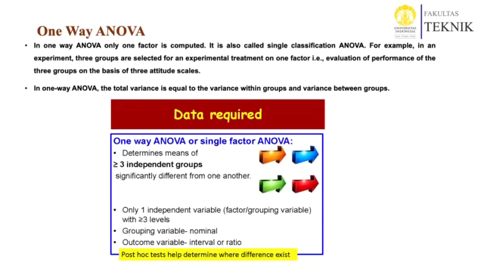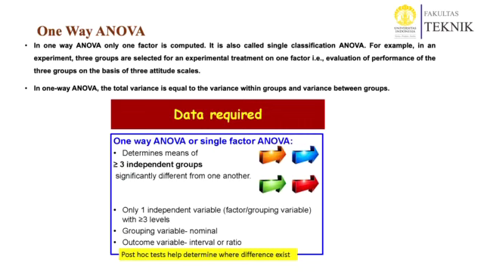Okay, so next is the first kind of ANOVA, which is a one-way ANOVA. So basically, one-way ANOVA only has one factor that is computed. It is usually called a single classification ANOVA.